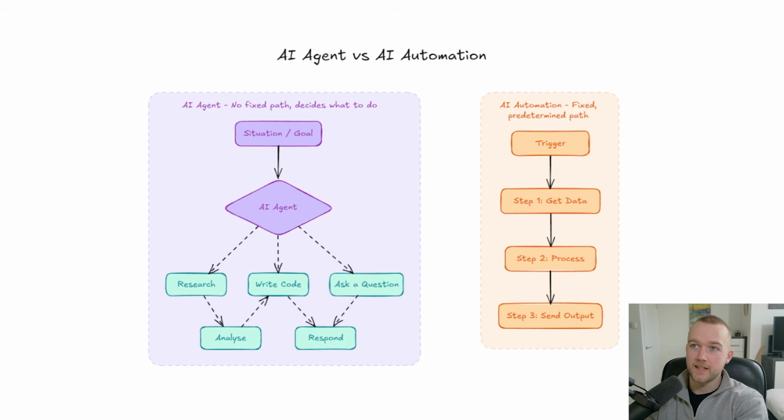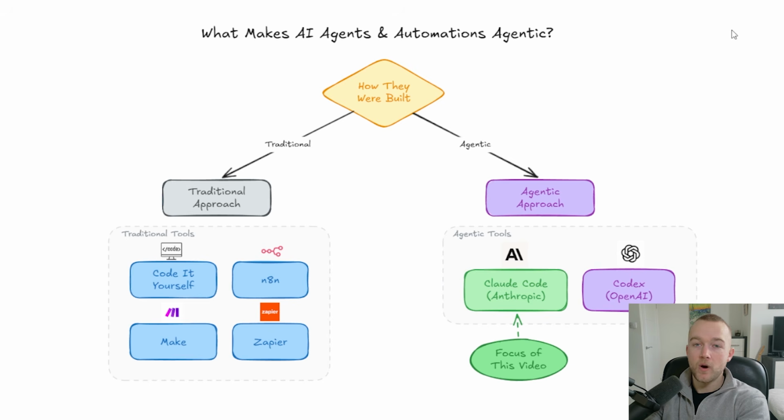Just before we get into that, the difference between an AI agent and an AI automation is the AI agent doesn't have a fixed path and it decides what to do based on the situation or the goal that it was given. And for an AI automation, it has a fixed path. So it'll go through the same steps every single time, which is really good for predictability. So what makes AI agents and automations agentic?